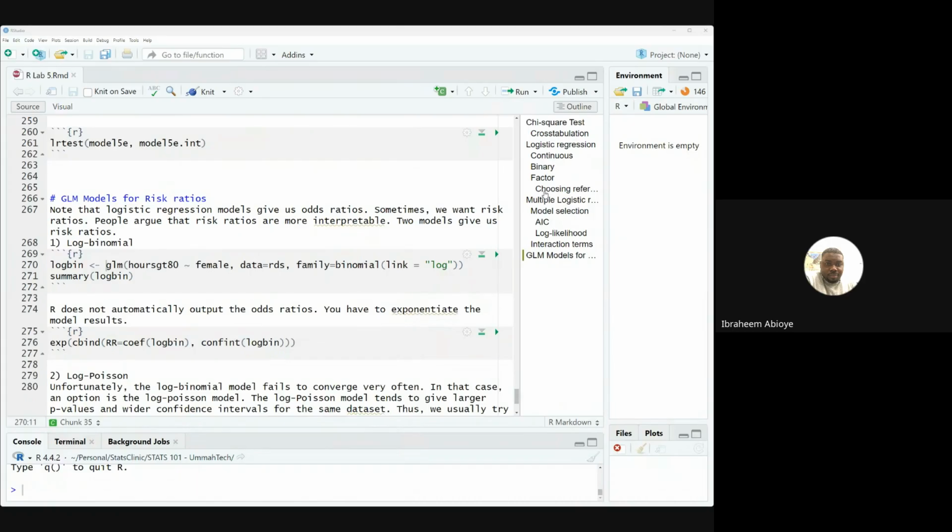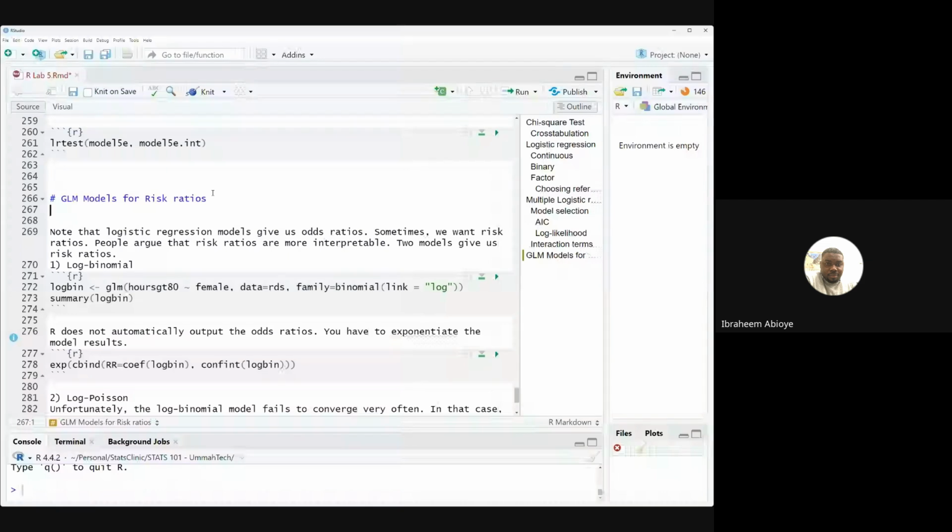Today we'll be talking about a number of topics, but the first one is GLM models for risk ratios. This is where we stopped last week. Last week we went through GLM in general, and we went to logistic regression. So as a reminder, I'm going to do a quick review of last week's class.